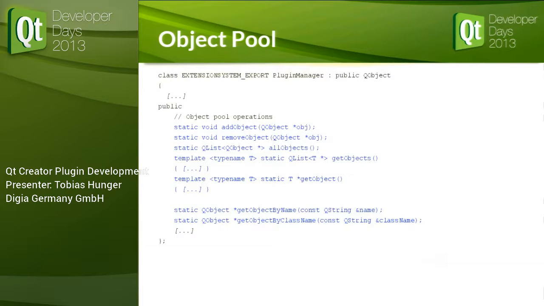And the next thing the plugin system or the extension system does is it provides an object pool. And this is the interface to interact with that object pool. So the first thing you can do is add an object, you can remove it again, you can get all objects, and you can get object of a certain type, or just the first object in the pool of a certain type, and you can get it by name and class name.